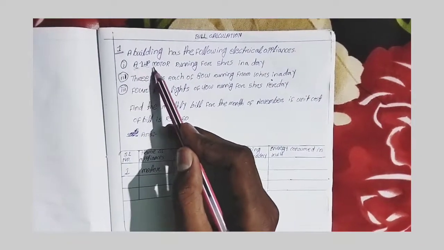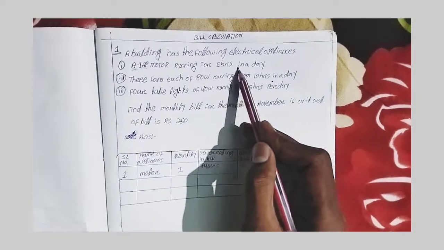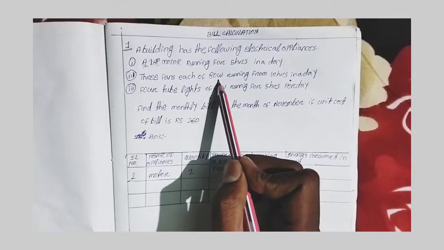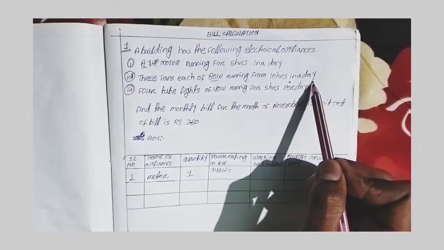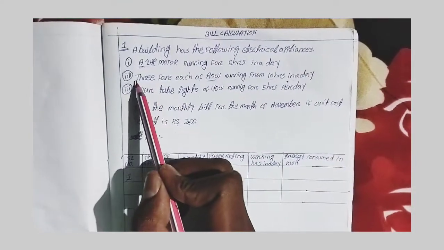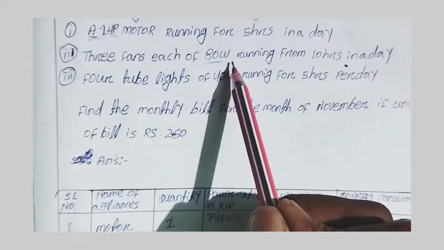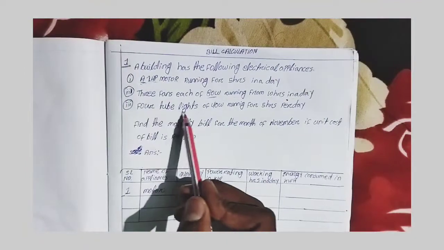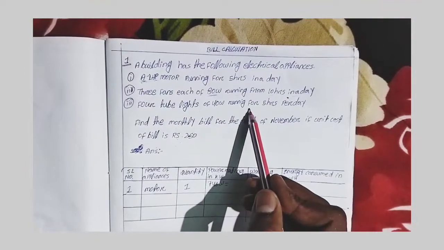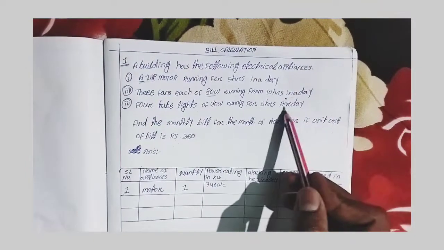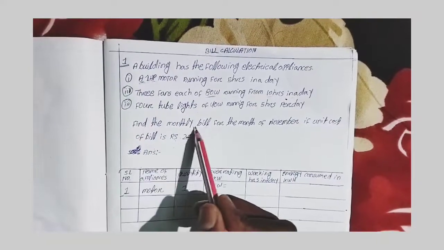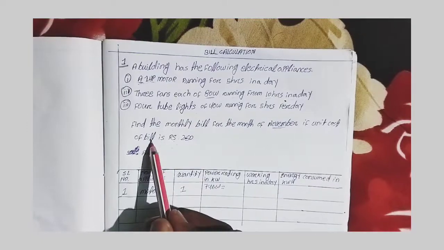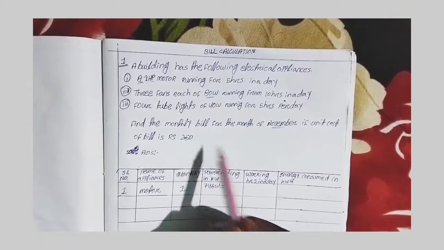1. A 1 HP motor running for 5 hours in a day. And second is 3 fans each of 80 watt running for 10 hours in a day. And third is 4 tube lights of 40 watt running for 5 hours per day. And find out the monthly bill for the month of November if unit cost of bill is raised 2.50 rupees.